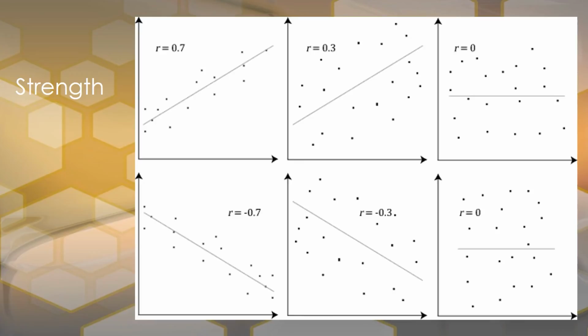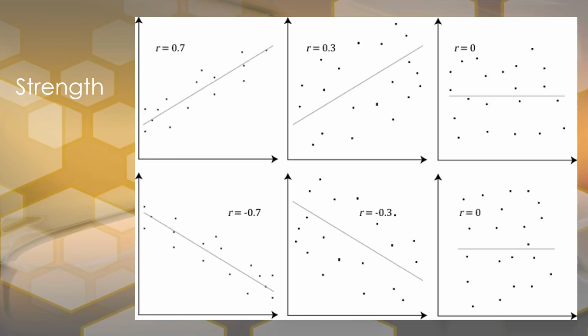This 0.3 is weak or moderate, depending on what you're studying. We'll go into more detail about that later, but they're both the same strength again. The top is positive and the bottom is negative. And the last two both have a strength of 0, so there's not really a correlation here.